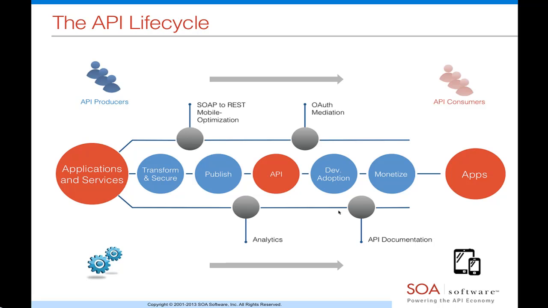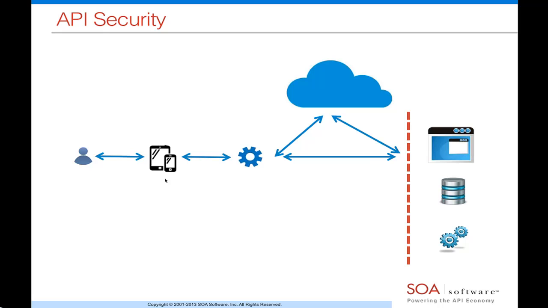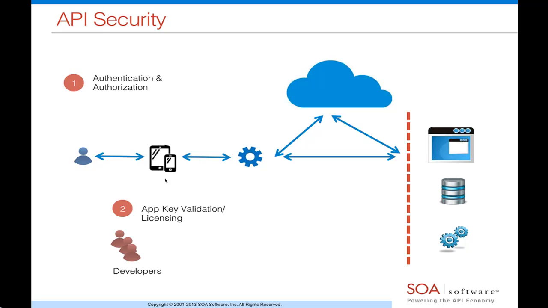So let's now focus just on this first blue box over here, which is security. What are the different things that you need to do to secure an API? The first thing you need to do is authenticate and authorize the user who is accessing the mobile app or any other app that you have created, whether it's a social app, a web app, or anything else. So you need to authenticate the identity and authorize the access for the end user. The second one, and probably it comes before the first one, is app key validation.